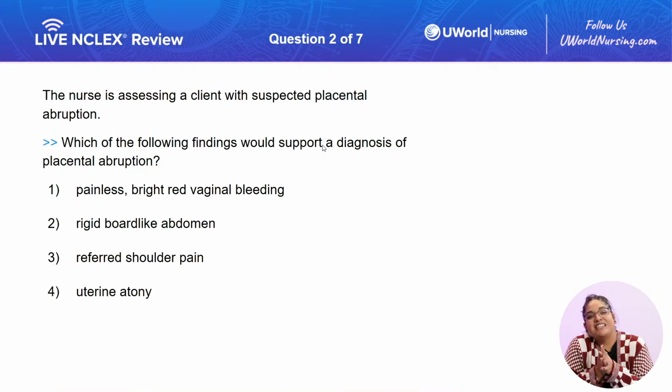The nurse is assessing a client with suspected placental abruption. Which of the following findings would support a diagnosis of placental abruption? Option 1, painless, bright red vaginal bleeding. Option 2, rigid, board-like abdomen. Option 3, referred shoulder pain. And option 4, uterine atony. Let us know what you guys think.